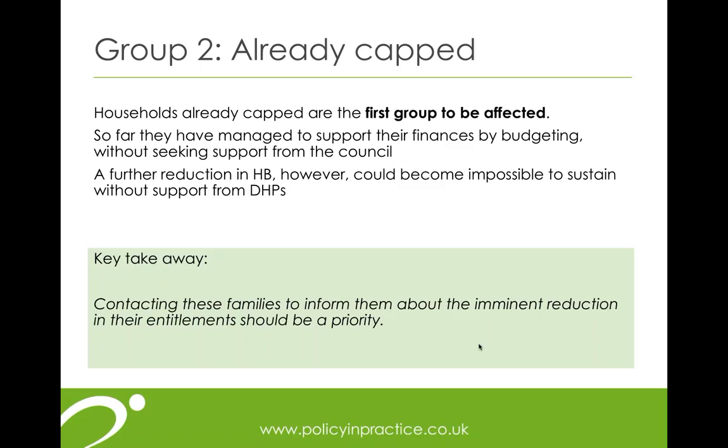However, a further reduction in their housing benefit is likely to be impossible to sustain for this family without support, for example, from DHPs. So the takeaway point here is that contacting these families, of course, is the priority. This is the group that will be affected first. And there are different ways, and Devin will go through how to engage with them effectively.